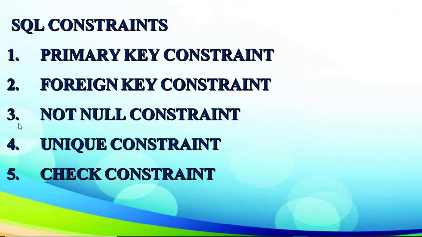Not null ensures that the column cannot have a null value. That is, in a table there should not be any null values. Each row should be filled with values and should not be left blank. That is the not null constraint. The next constraint is the unique constraint. It ensures that all the values in a column are different, that is, no two values should be repeated or duplicated. Unique means that each value should be different. So we call it the unique constraint.